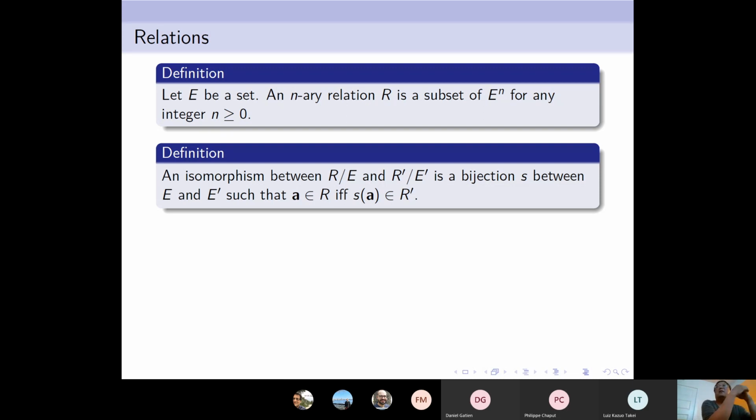Then if we have two relations from two different universes, we can define an isomorphism. That means a bijection between E and E prime, such that it induces a bijection between the two relations, from R to R prime.